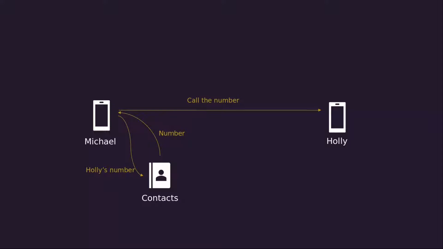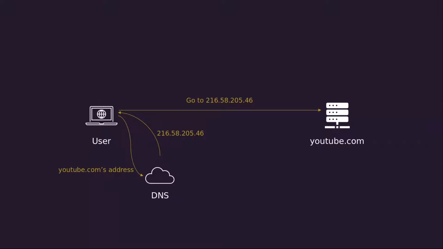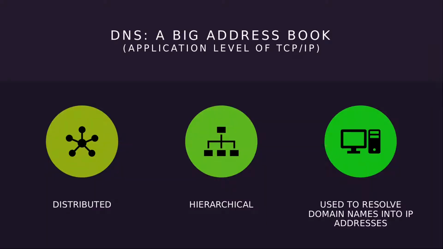Okay? Well, with DNS it is actually pretty much the same thing. We don't know the address of youtube.com. We ask the DNS. DNS replies with the address. In this case of the example it is an IPv4 address, and we go to that destination. Pretty easy. DNS means domain name system, for the record. So we can say that DNS is like a big address book for the internet.